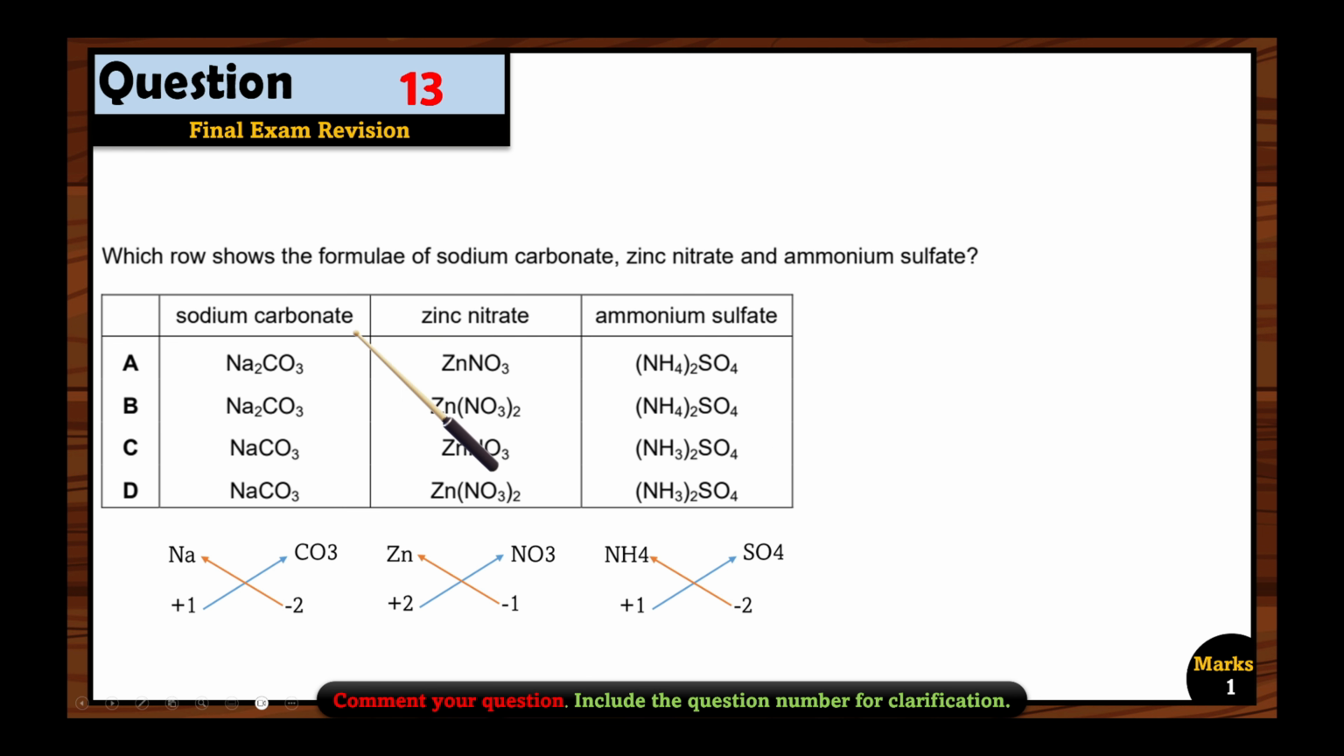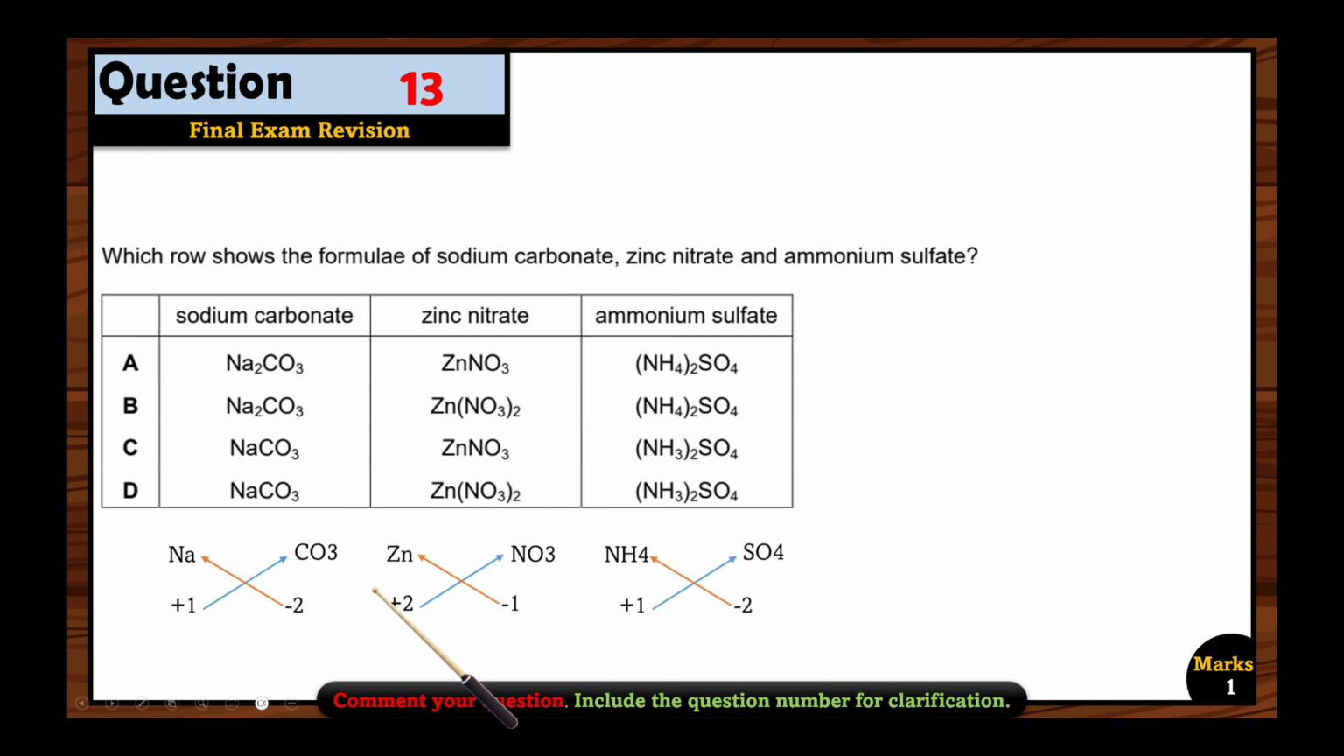Question 13. Which row shows the formula of sodium carbonate, zinc nitrate, and ammonium sulfate? Let's see one by one. Sodium belongs to group 1, so it has the oxidation state +1. Carbonate is a polyatomic ion. You have to remember the formulas of some polyatomic ions. It will be helpful for your exam. The most common polyatomic ions are sulfate, which has a -2 charge; carbonate, also -2 charge; ammonium, which has +1 charge; and nitrate, which has -1 charge. You have to remember these, okay?